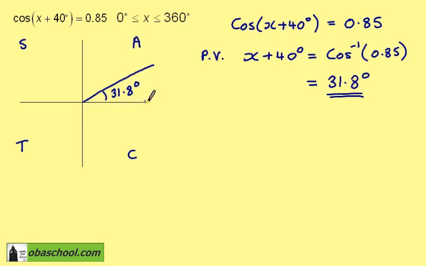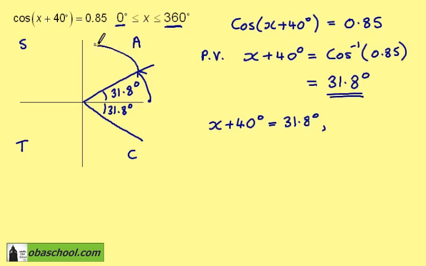and since it's a cosine and it's positive, the other one will be in the C quadrant, and symmetry means it's 31.8 degrees below the horizontal axis. We now want values from 0 to 360, so starting at 0, we go around and find our first solution at 31.8. Remember, we're solving for x plus 40 degrees.